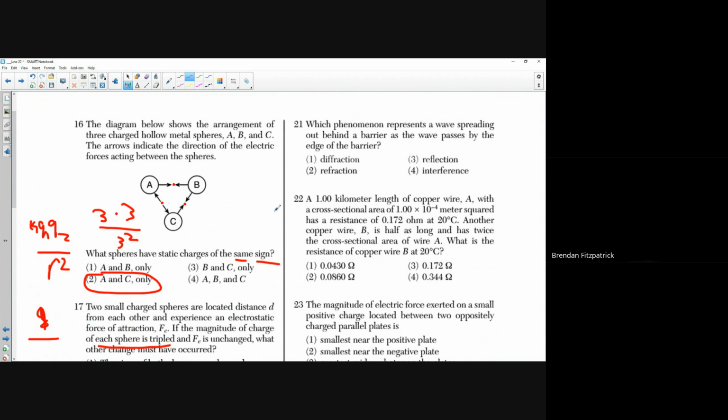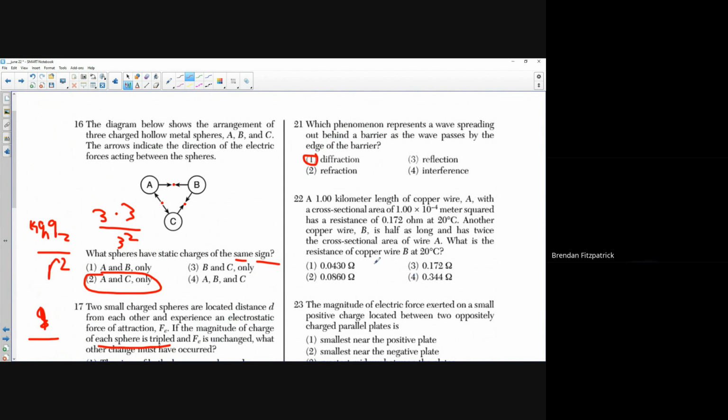All right. 21. Which phenomenon represents a wave spreading out behind a barrier as the wave passes by the edge of a barrier? So spreading around a barrier is diffraction. By definition, that's just kind of a memorization question. 21 is 1.